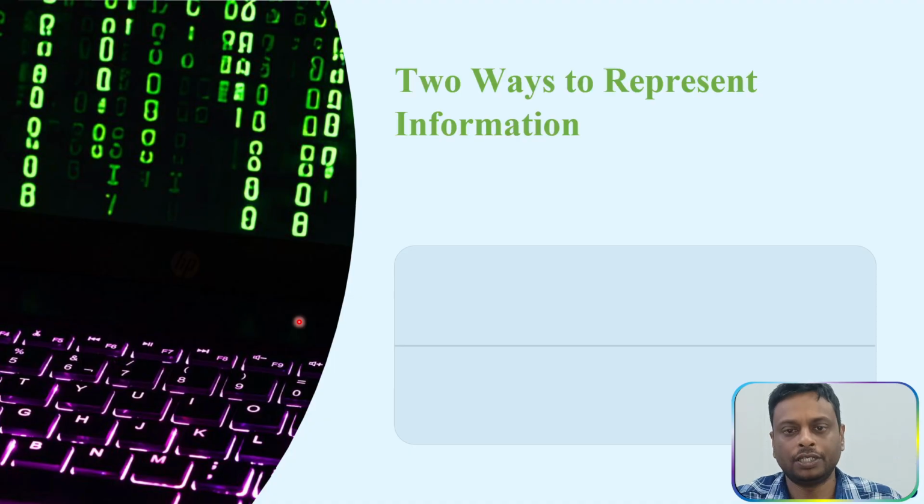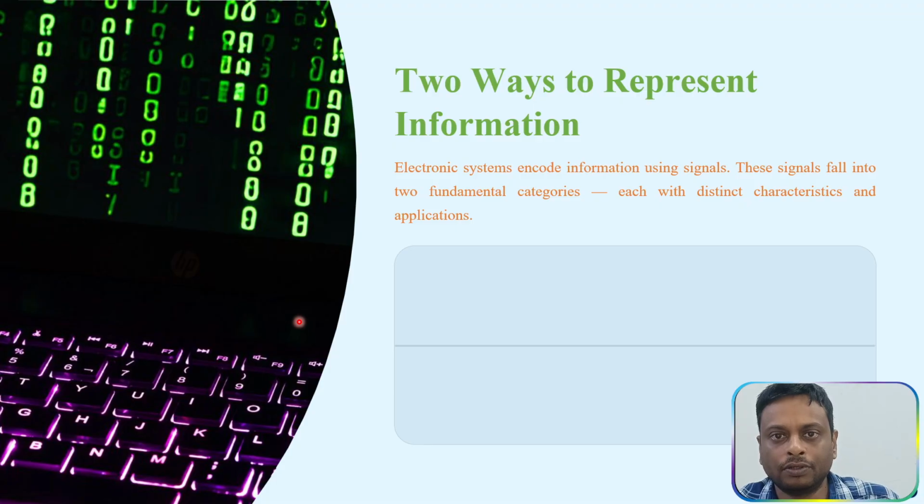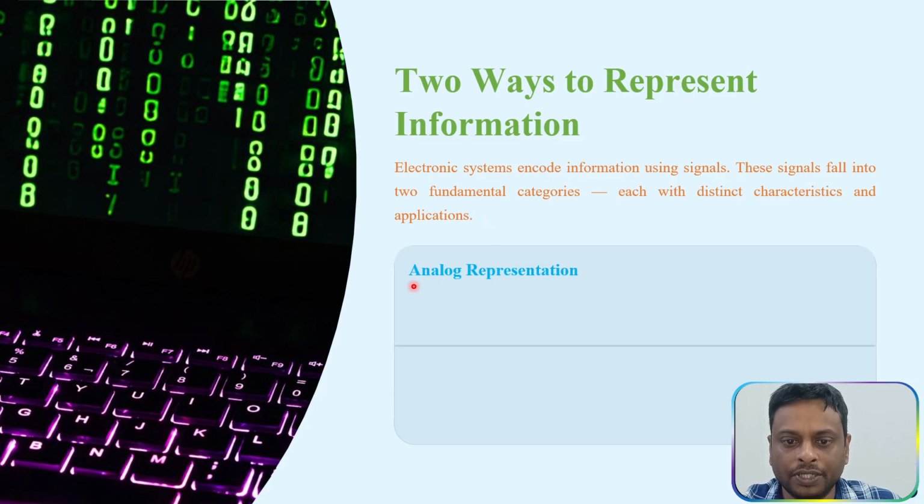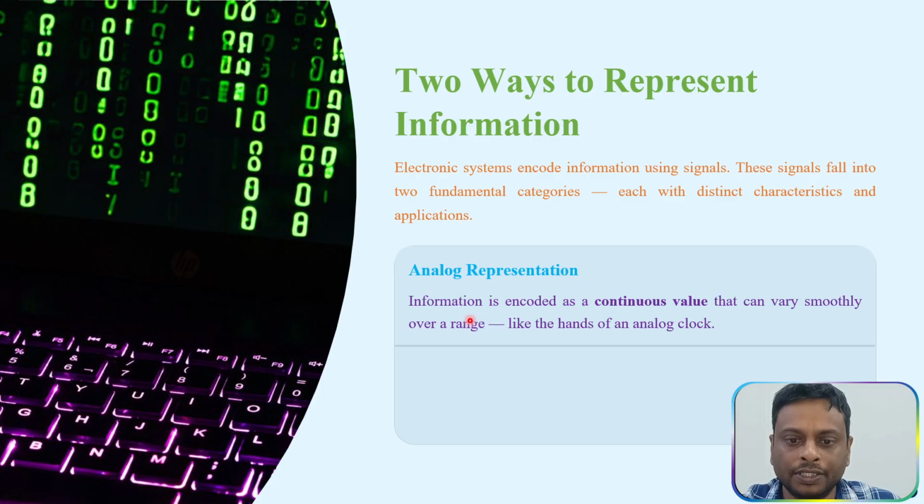As I have told you, there are two ways to represent any information. Electronic systems encode the information using signals. These signals fall into two fundamental categories, each having distinct characteristics and applications. One of them is the analog representation, in which the information is encoded using continuous values that vary smoothly over a range.